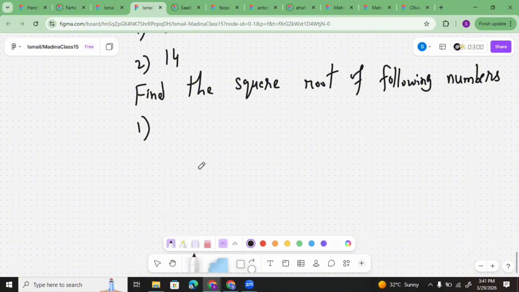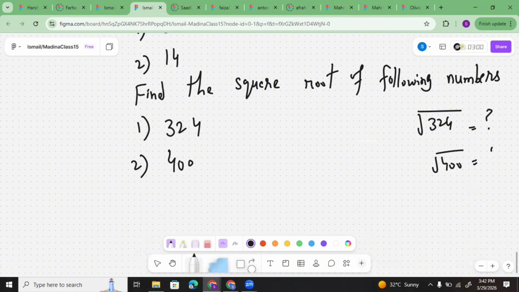Just skip this. Instead of this, you can write the square root of 324, beginning with one factor. The second number is, say, 400. You know that its symbol is this. Am I right? You need to find this in a simpler form. Is that clear? Nabila, you understand this one? So you need to find this in the simple form.